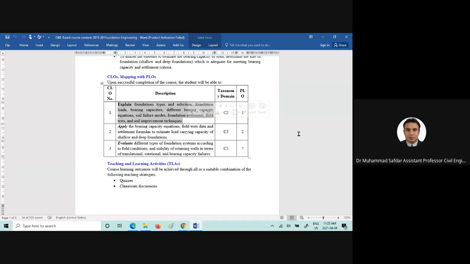Now, the theory which we learn in CLO 1, when we apply that theory to find out the bearing capacity equations, field test data, settlement formulae to estimate load capacity of the shallow and deep foundations will be part of the CLO 2. After that, if we evaluate the different types of foundation systems according to the field conditions, stability of the retaining walls in terms of the translational, rotational, and bearing capacity failures will be the part of CLO 3.